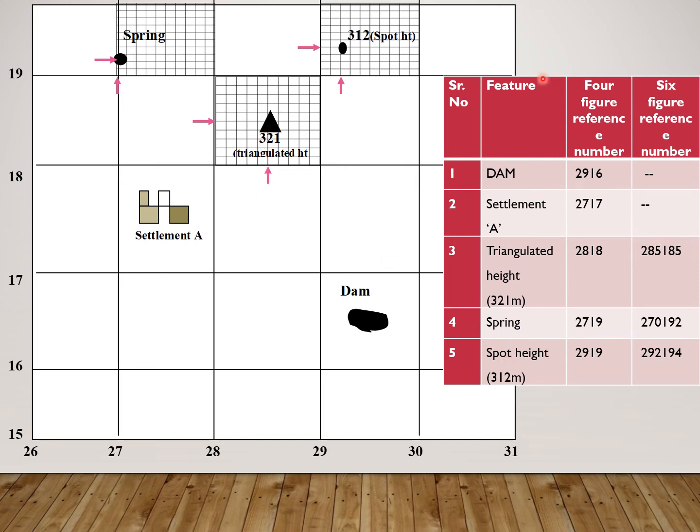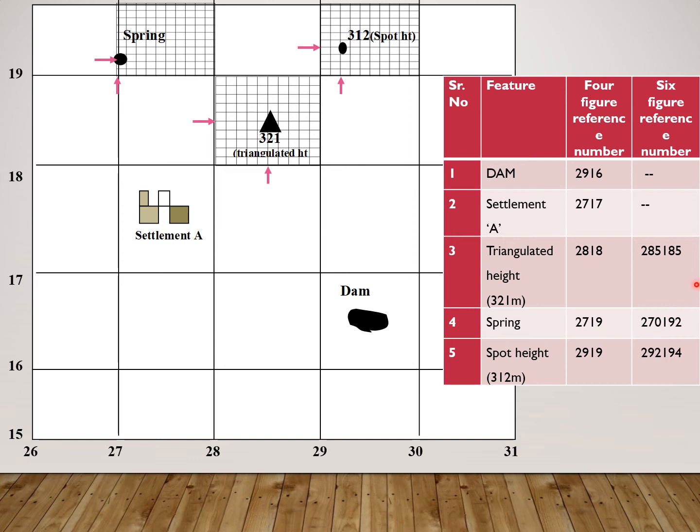What I have written over here in triangulated height is that after 28, sorry, my cursor is not working. Okay, after 28, you can see the 5th division. Similarly, after 18, because it has already crossed the 18 northing, again I count here 1, 2, 3, 4 and 5. The arrow is here, the 5th division. It is crossing here. So I have written 28, 5, 18, 5. That is how I have located the triangulated height in terms of a 6-figure grid reference.